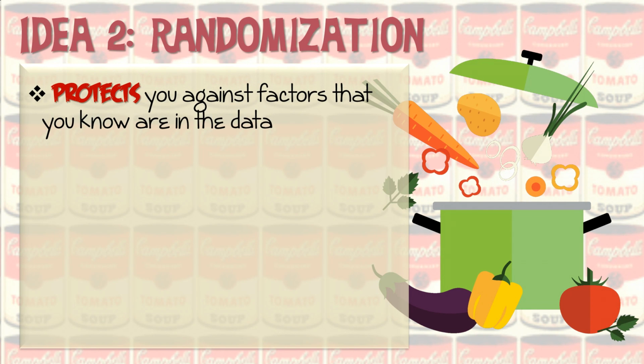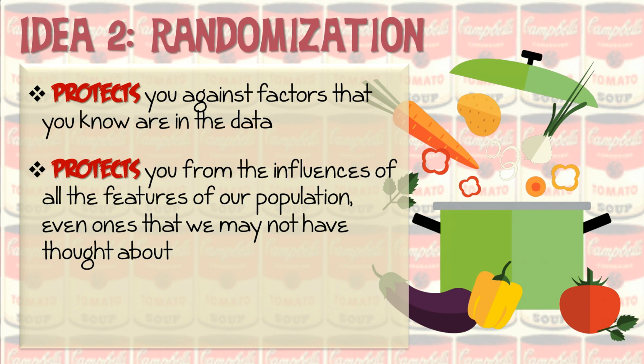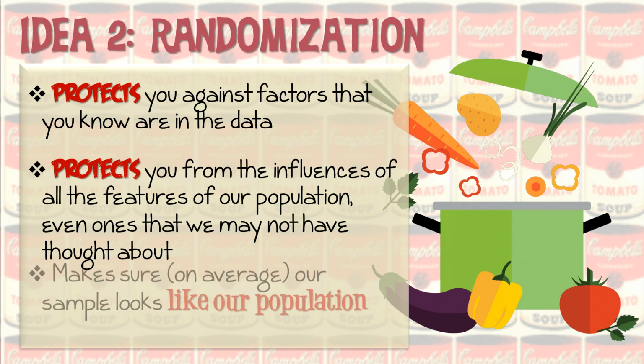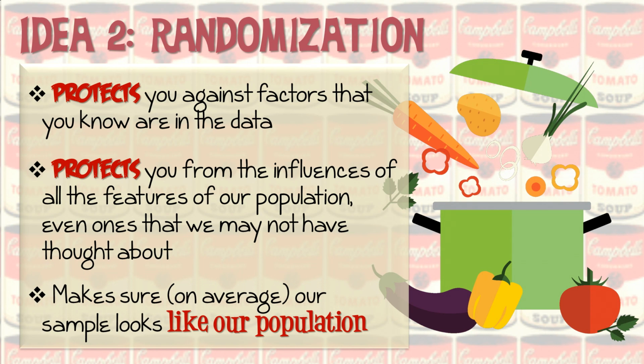Because let's face it, randomization protects you against factors that you know are in your data. So you try to randomize those factors to create, hopefully, something good. Or it even protects you from influences or features in your population that you may not even know about. Because let's face it, everything can affect your data, even in ways that you can't imagine. It's utterly crazy. So the biggest thing, randomize to make sure that your sample overall looks like the population. Stir the pot so that that big old spoonful tastes like and looks like the population.